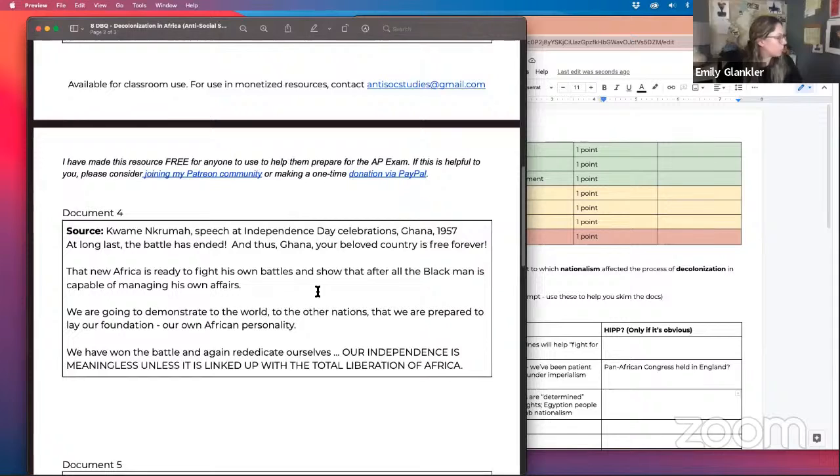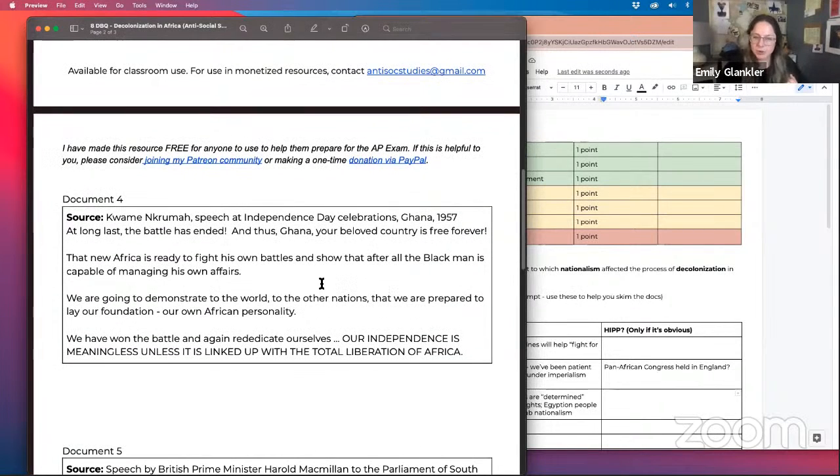So document 4 is Kwame Nkrumah. I know who that is. You probably should too if you've learned Unit 8. So if not, throw him in your notes somewhere. He's giving a speech at the Independence Day celebrations in Ghana. Okay, so this is totally decolonization.